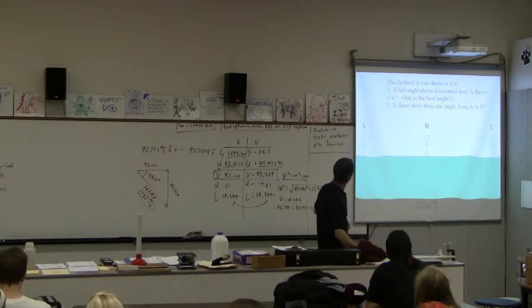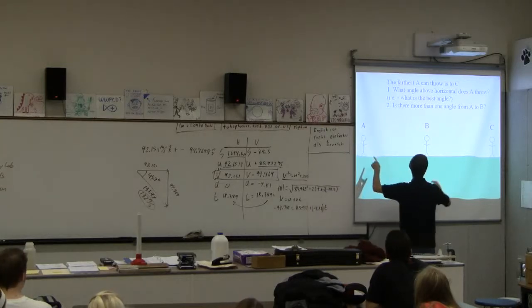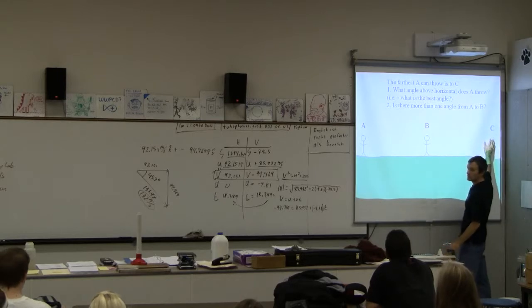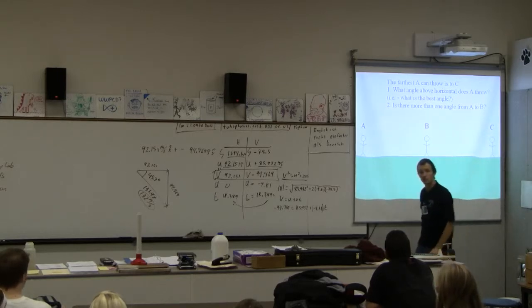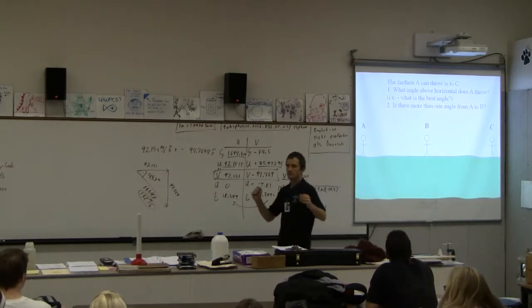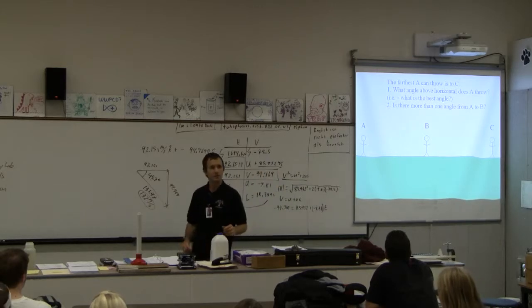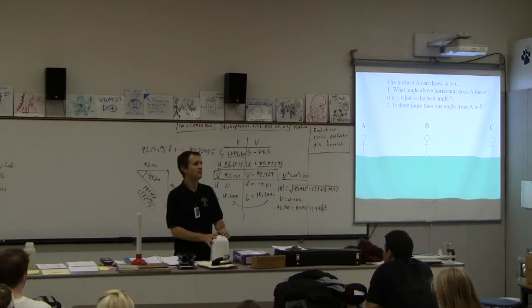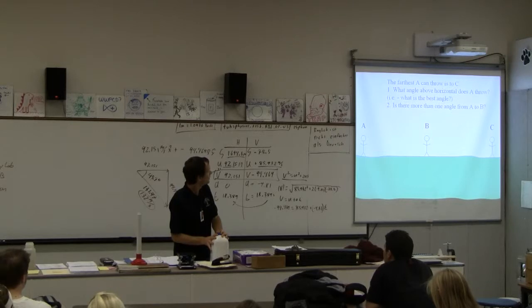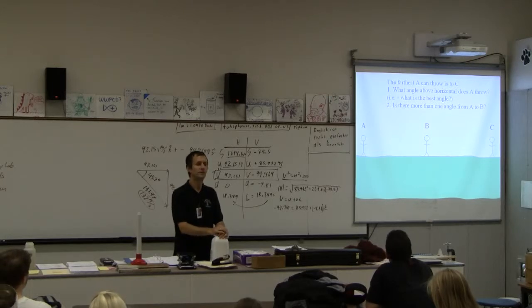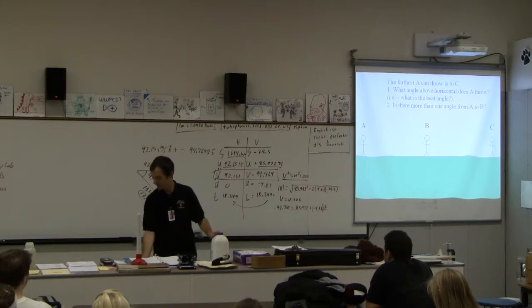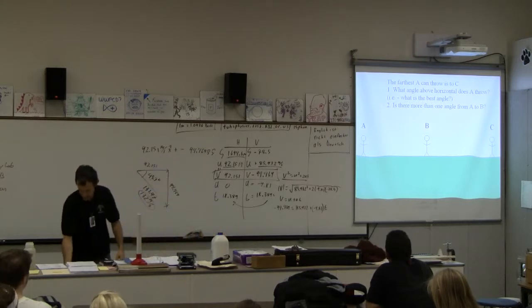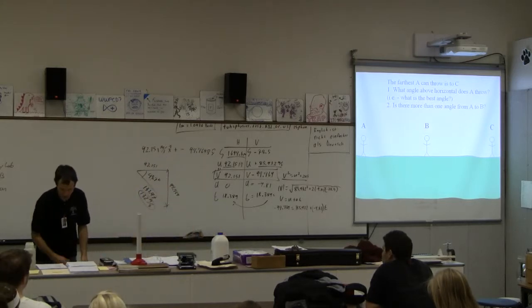If A can throw to C, and that's the maximum range, right? If they throw it to B with the same velocity, is there more than one trajectory to B? And then the other question is, what is that best angle? What do you think? Do you have an idea? What's the best angle for throwing something?